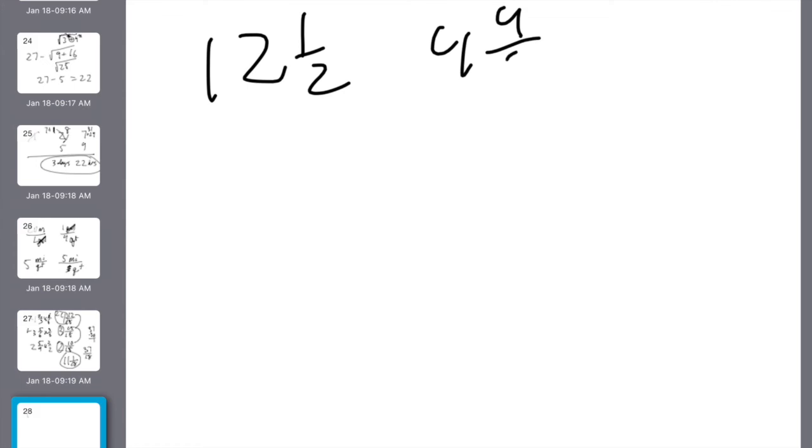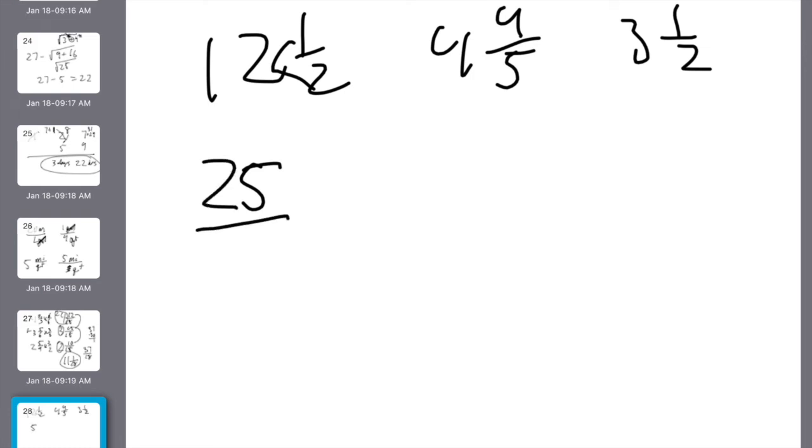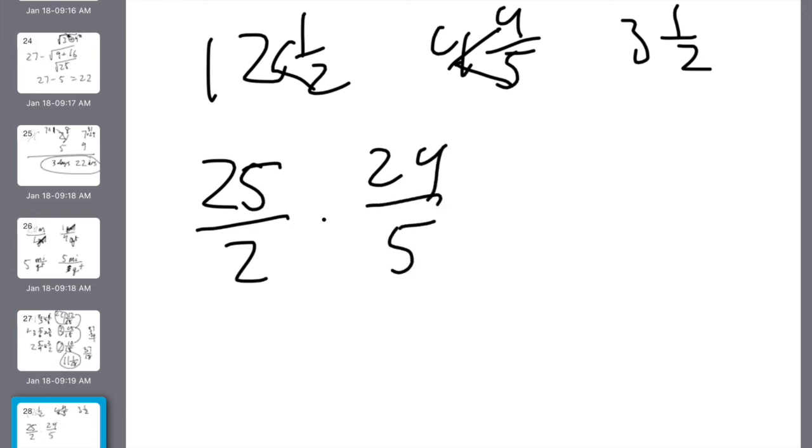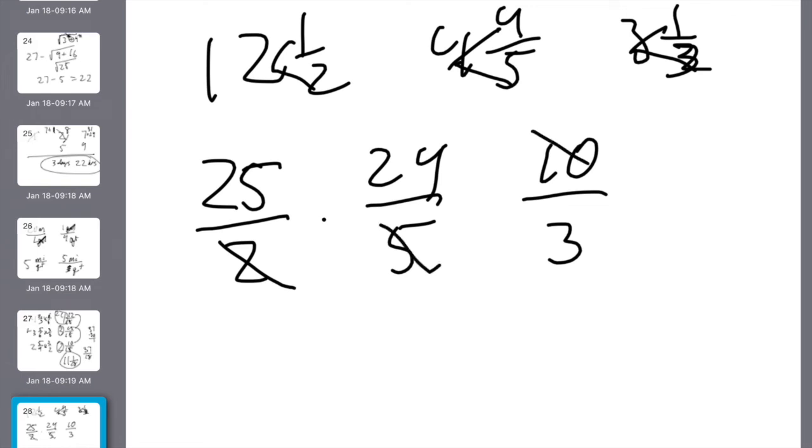25, 3 fractions. This time they are going to be multiplied. So I have 12 and a half, 4 and 4/5, and 3 and 1/3. Multiply. 24 plus 1 is 25 over 2. 24 over 5. Multiply. I wrote 1/2. It should be 1/3. 9, 10 over 3.